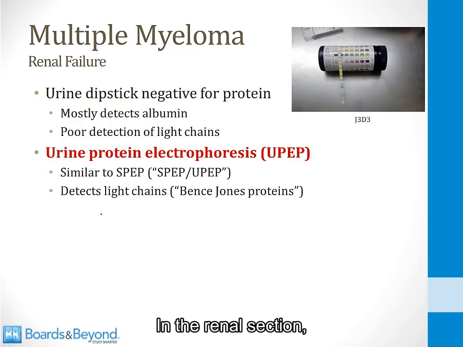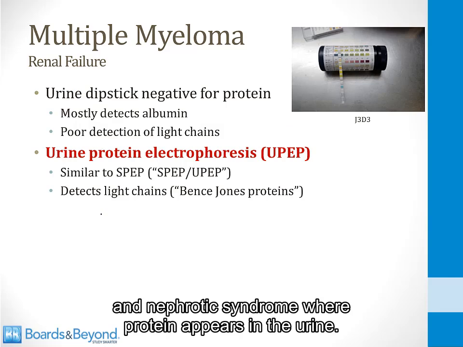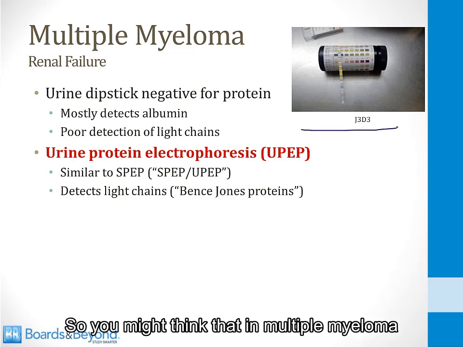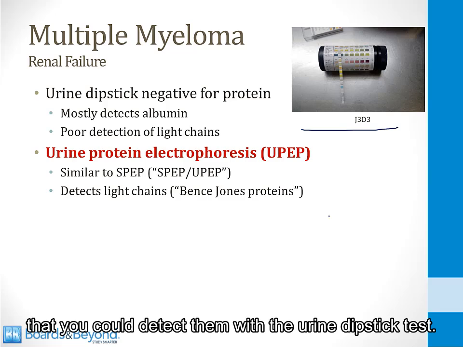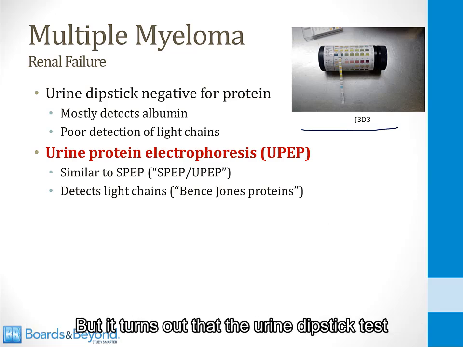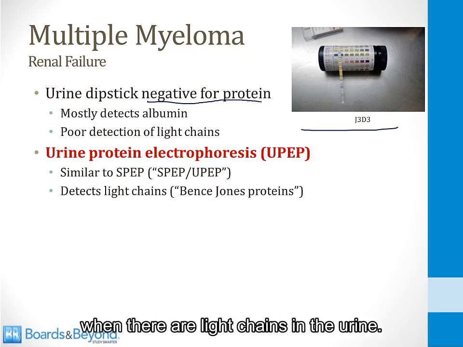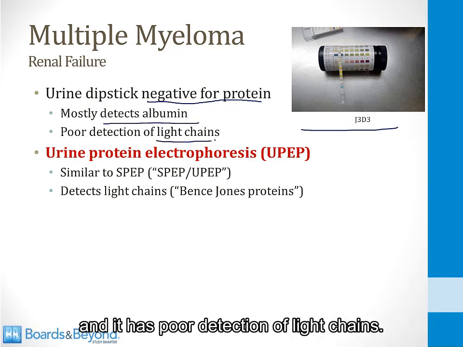In the renal section, I talked about lots of disorders, like nephritic syndrome and nephrotic syndrome, where protein appears in the urine. And in those disorders, I said that protein is often detected in the urine using a dipstick test. So you might think that in multiple myeloma, when light chains are in the urine, you could detect them with the urine dipstick test. But it turns out that the urine dipstick test is usually negative for protein when there are light chains in the urine. That's because the urine dipstick mostly detects albumin and it has poor detection of light chains.